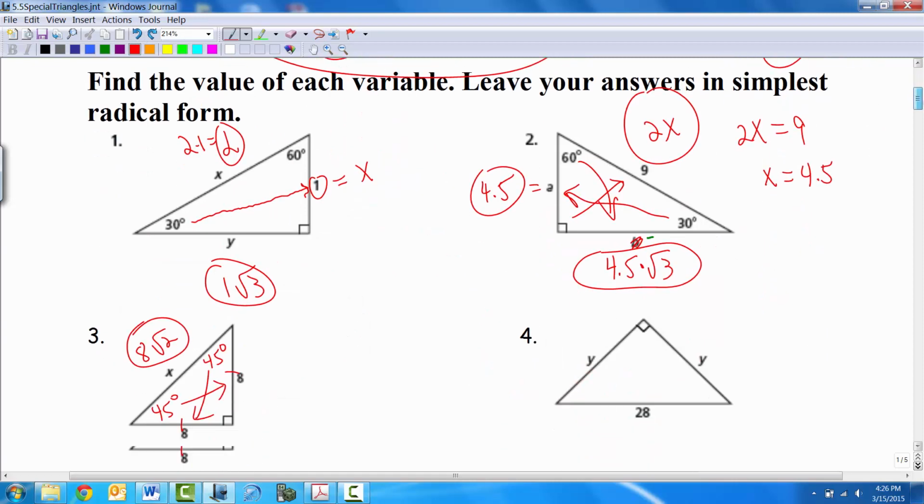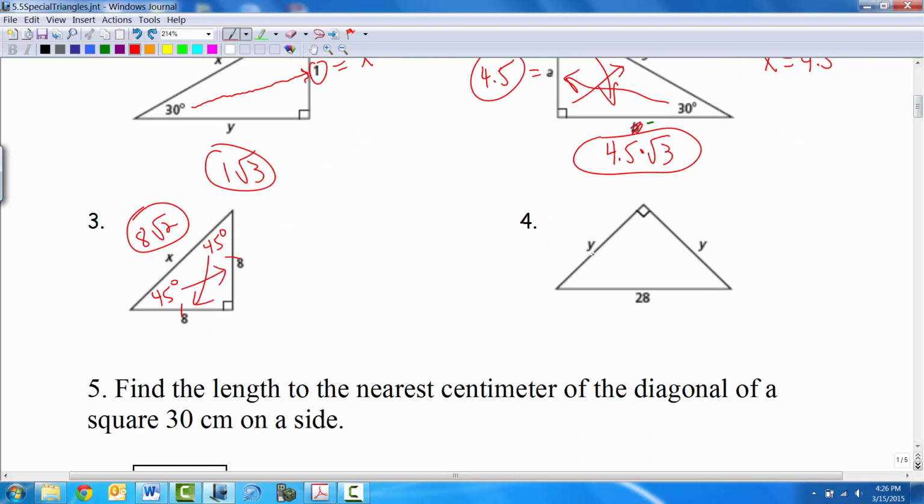All right, and then there's another 45. How do I know both of these were 45, 45, 90s? Because when they say this is y and this is y, that means these two sides are equal. That means this is isosceles. If it's isosceles, then those angles must be 45 degrees since this is 90 here, right? Okay. So what you could do is y squared plus y squared equals 28 squared, and then what?